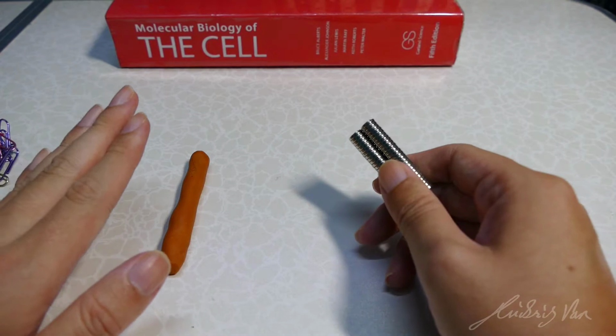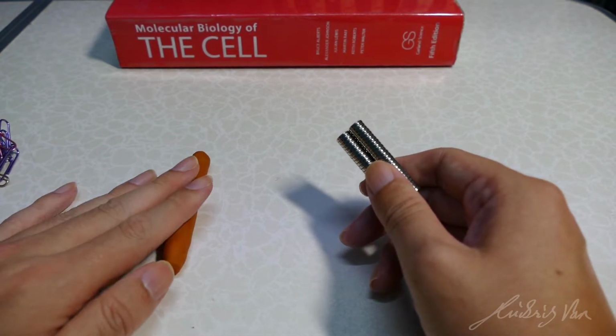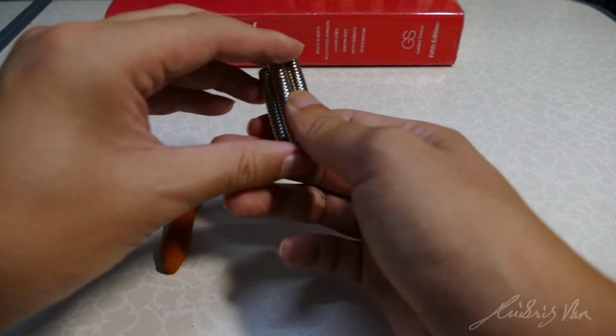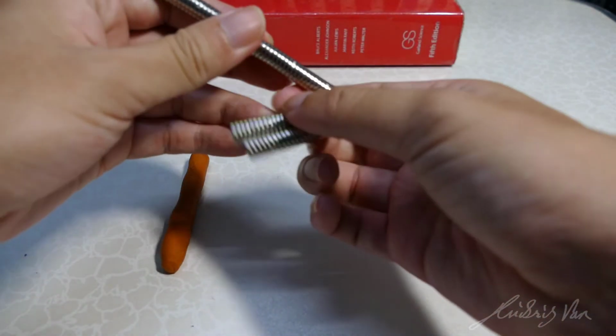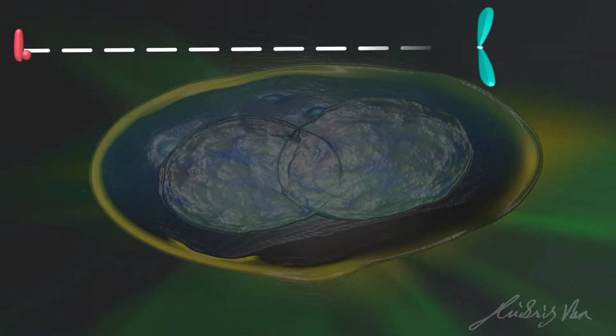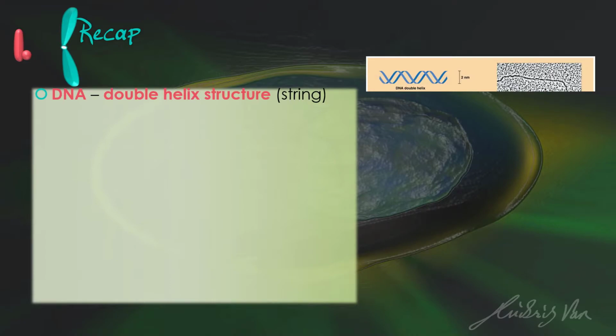So during cell division, chromosomes will be visible under the light microscope, but chromatin will not be visible. Let me pause the video and just recap what we have just learned.